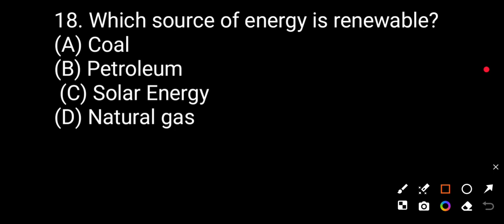Question number 18. Which source of energy is renewable? Coal, petroleum, solar energy, natural gas. The correct answer will be solar energy.